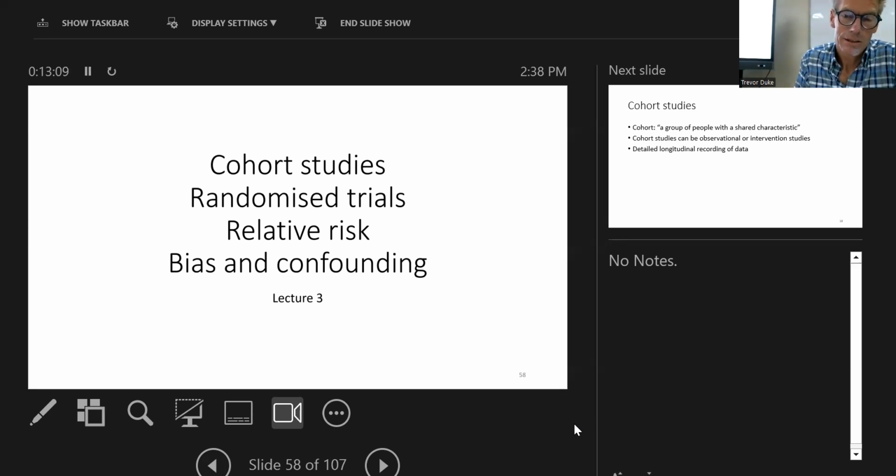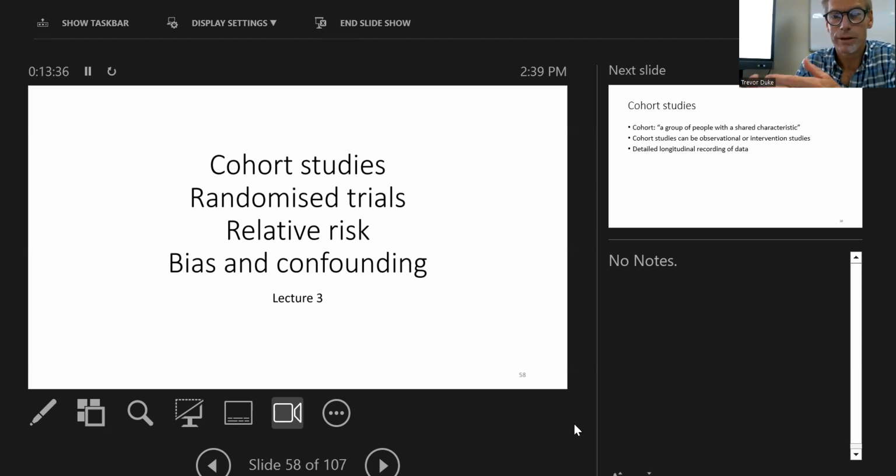And yesterday we talked about case control studies and particularly odds ratios as being the right measure of association in case control studies. And we talked about the 95% confidence intervals as being the measure of our confidence that the point estimate of the odds ratio is correct.